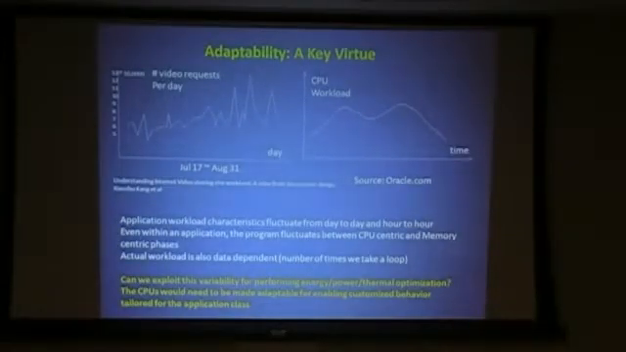And the actual workload is also data dependent, right? For example, if you have a for loop, the total number of times you take the loop is a function of the data that you are processing. So there is a lot of variability that applications impose, that the total workload you want to process on a computer imposes. So the question is, can we exploit this variability for performing energy, power, and fuel optimization?